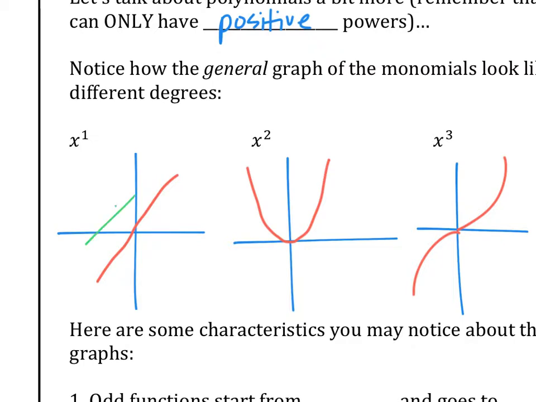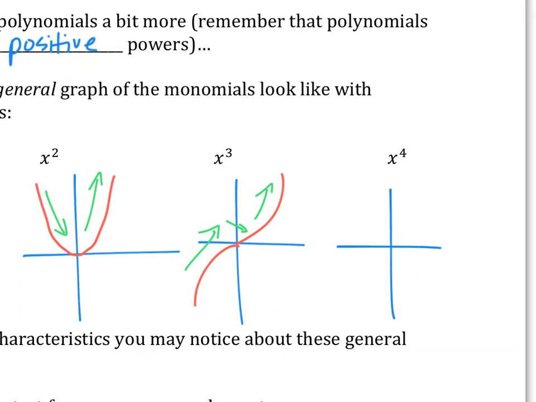So again, x to the first looks like this. 1 turn, 2 turns. X cubed usually has 3, but this is a very simple one, so it doesn't. Usually it looks like this. And then we can predict x to the fourth is going to look like 1, 2, 3, 4.